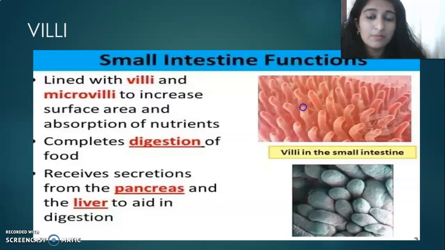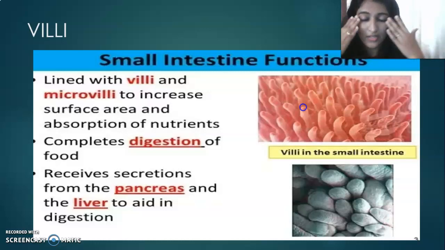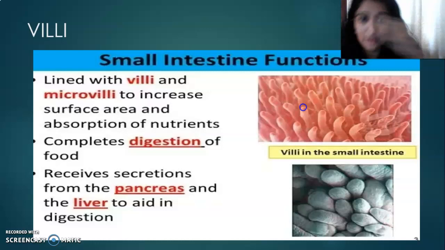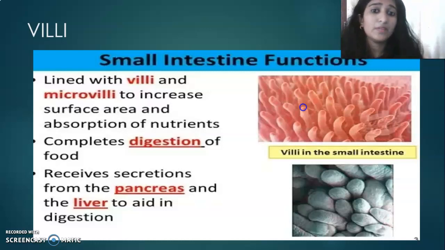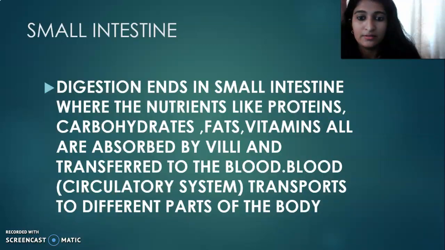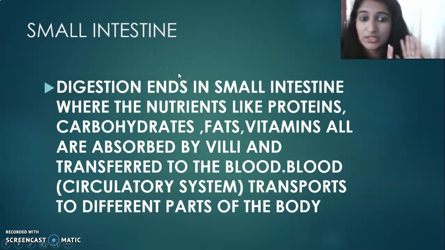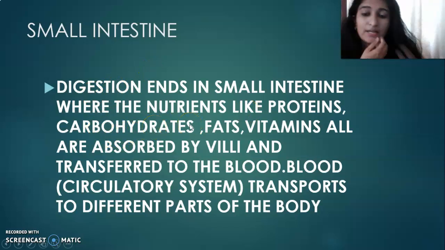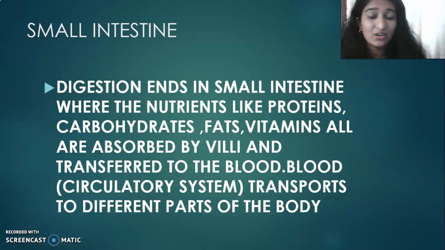The blood transports the nutrients to different parts of our body. Nutrients must reach the eyes, head, legs, hands. The villi just absorb the nutrients from the small intestine. That is the function of villi. Digestion ends in the small intestine, where the nutrients are absorbed and transferred to the blood. That's all about the small intestine and stomach.